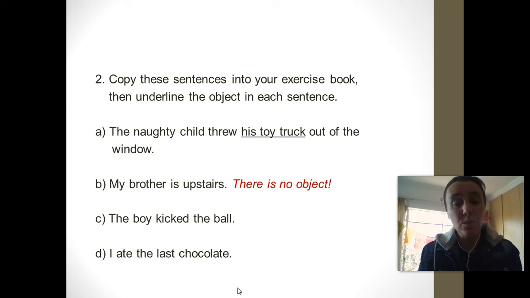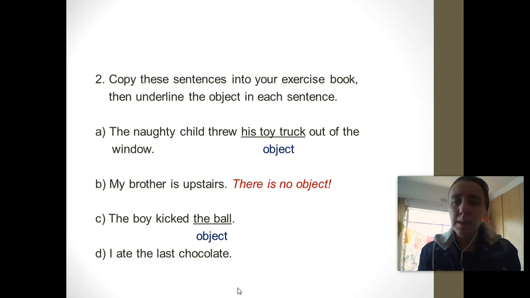Right, so the moral of the story is a sentence doesn't have to have an object. All right, good. Let's look at C. The boy kicked the ball. All right, so this sentence is probably the most straightforward example you can get. So if you can understand this sentence, then you'll be able to figure out others. So let's quickly look at it.